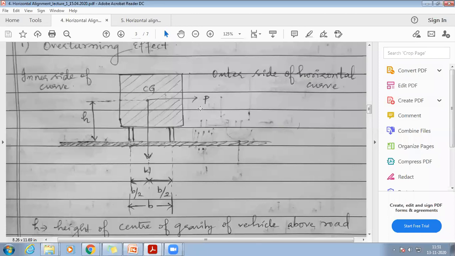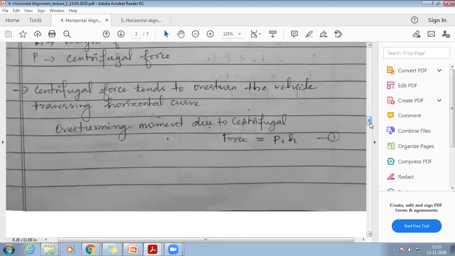What is moment? You would have studied in your mechanics, right? Moment is force times the perpendicular distance, correct? So this is the force, the centrifugal force. It is pulling the vehicle outside. So the vehicle is tending to overturn towards the outer side of the horizontal curve. What will be the perpendicular distance to it? It will be the small h. So P times h will give the overturning moment. You can see that's what I've written here.